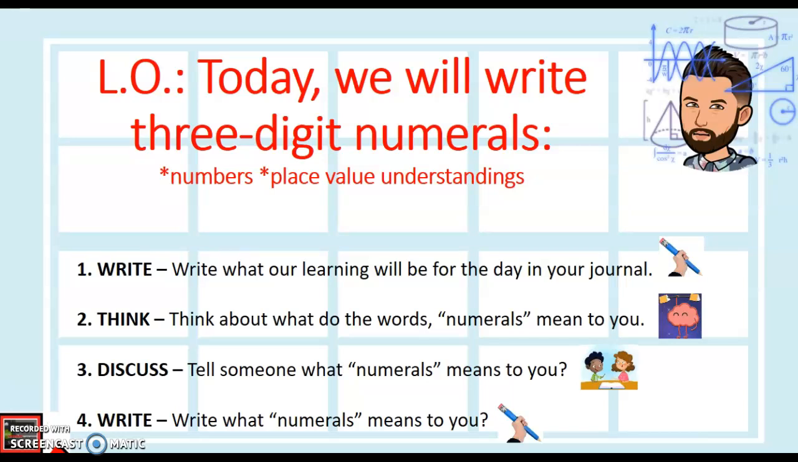What we're learning today again is we're going to be writing three-digit numerals. We're going to be focusing on those numbers and numerals, and then also, as always, working with those place value understandings. Four things. In your journal, write what we're learning for the day. Think about what the word numerals means to you. Discuss what that word means to you. Tell somebody. And then lastly, number 4, go ahead and write what that means in your journal. Pause this video, get those 4 activities done, unpause, come back to me.